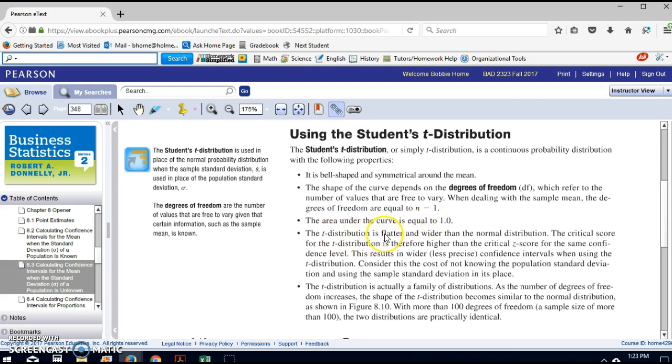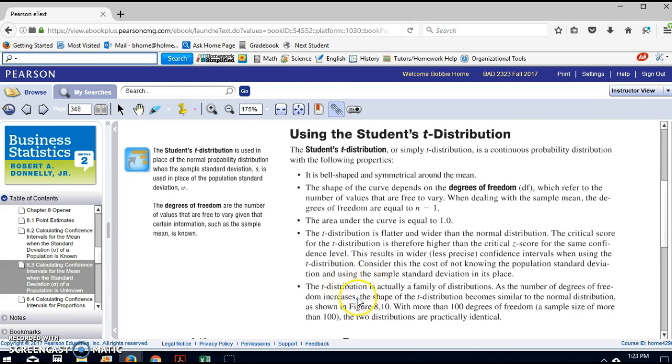But the t-distribution is flatter and wider than the normal distribution, so it's going to be more spread out. The critical score, which we will look up on the table, is higher than the z-score for the same confidence level. And the reason it's going to be higher is because it's less precise, okay?